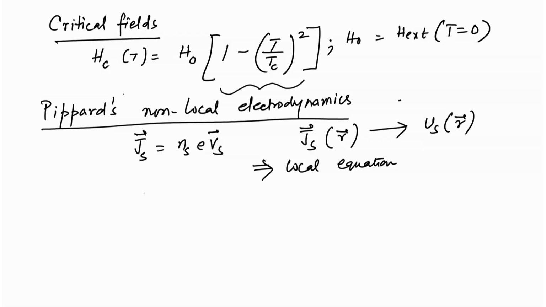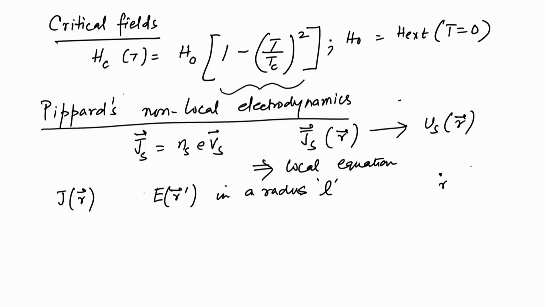What Pippard said is that the current density at a point R, Js at R, depends on E, the electric field at R prime, which is centered around R in a radius say L. So, at a given point R, the current density will depend upon the electric field in the region spread all over R prime, where R prime is centered around R with a radius L. Every point inside this circle is R prime, and all of those R primes will contribute to the current density at R.